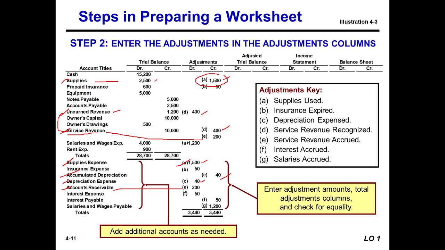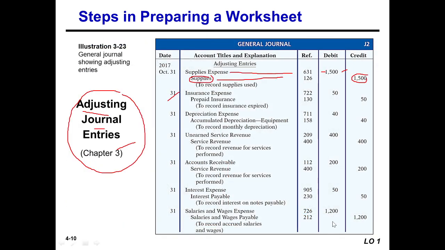Just in our account titles we have no titles. That means in our trial balance we have no account titles of interest expense and interest payable. So we have inserted the accounts as interest expense and interest payable. This interest expense is 50, and this is the interest payable, this is the 50. Okay, and the last one, salaries and wages expense and salaries and wages payable 1200.